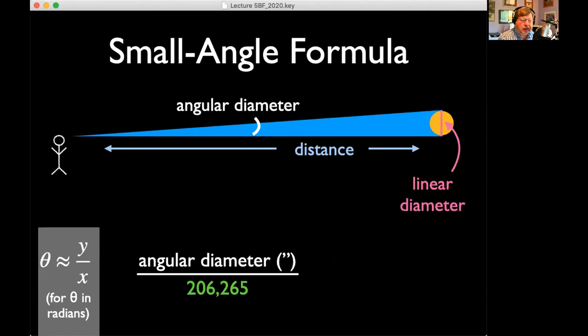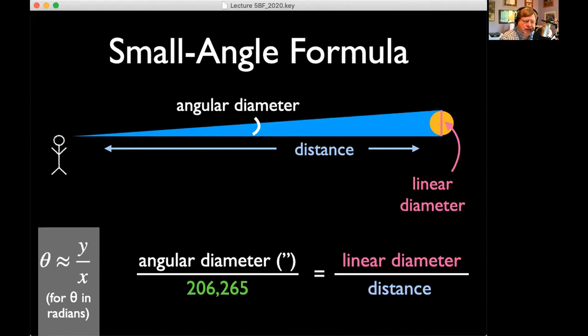So here is the equation that is quoted in the textbook, but one thing to be careful of: to get this angle in radians, you just get y over x. If you know either y, which is the size, the linear diameter, or the distance, you can get the angle in radians. This equation is a special version of this equation. It is only if you don't want to bother doing the conversion from radians to degrees and then from degrees to arc minutes and arc seconds.